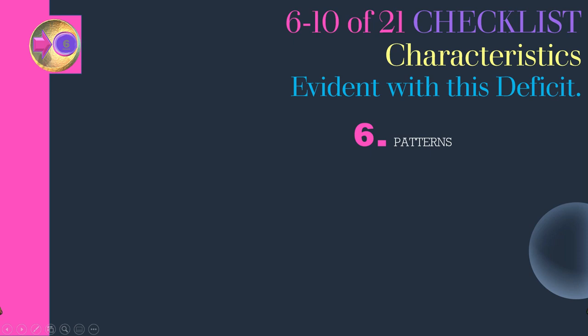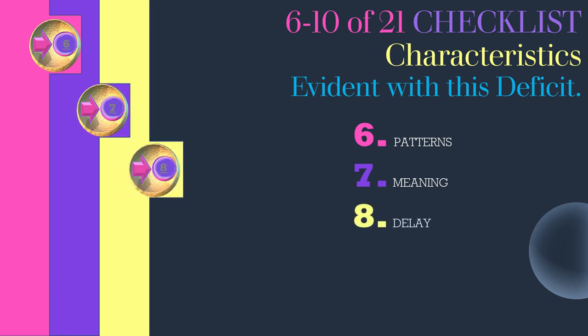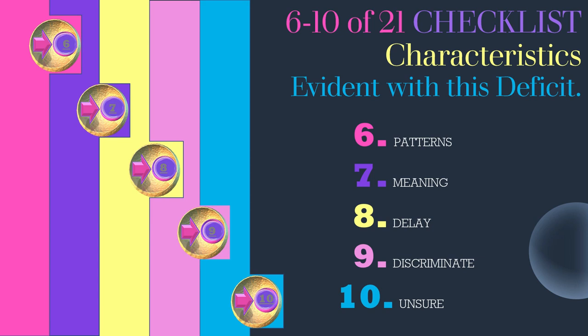Number 6, patterns. Number 7, meaning. Number 8, delay. Number 9, discriminate. Number 10, unsure. So let's go into this further, shall we?